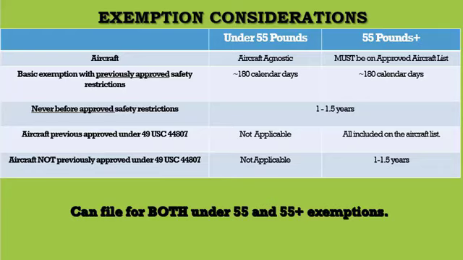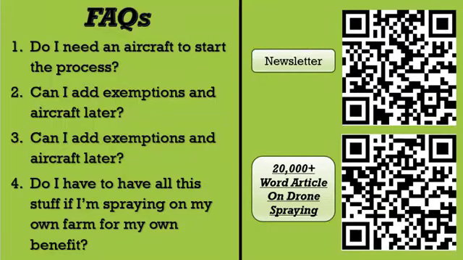For aircraft that have been previously approved before under 44807, well, under 55 pounds, you don't have to worry about that because you as a pilot determine it. But if you're flying 55 and heavier, if it's on that list, you're good to go. You don't need to do anything further. And the FAA is constantly updating that list as newer aircraft are coming out. If that aircraft has not been previously determined under 44807, it'll take almost a year to a year and a half to do that. The fastest I've ever seen that done was about 8 months.